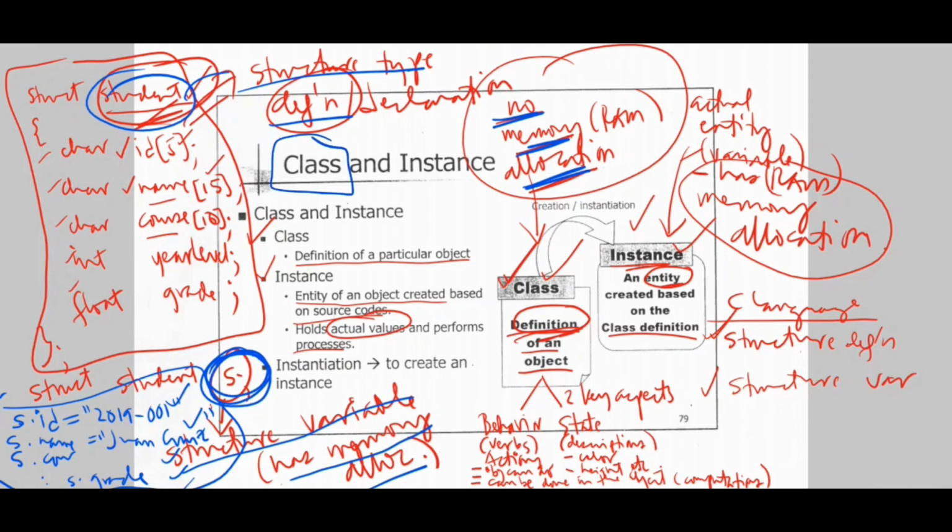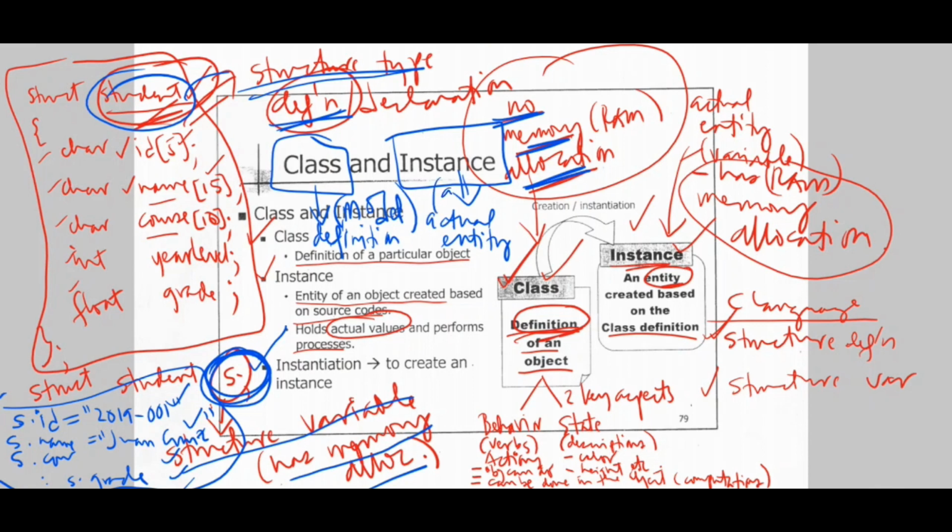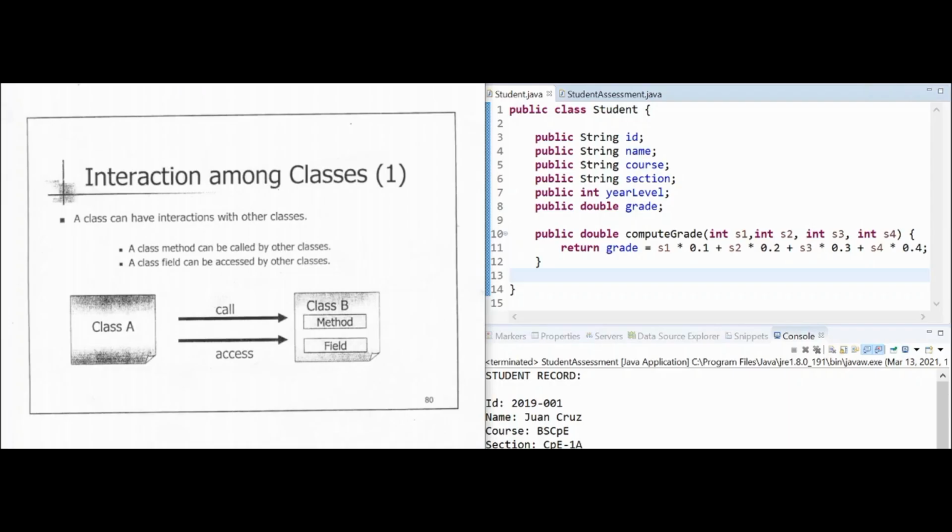So in a way, a Java class is analogous to a structure type definition, while an instance is analogous to a structure variable. So the class is like a model, while the entity is an actual thing based on the model. A class can interact with another class. A class method can be called by other classes, and a class field can be accessed by other classes.